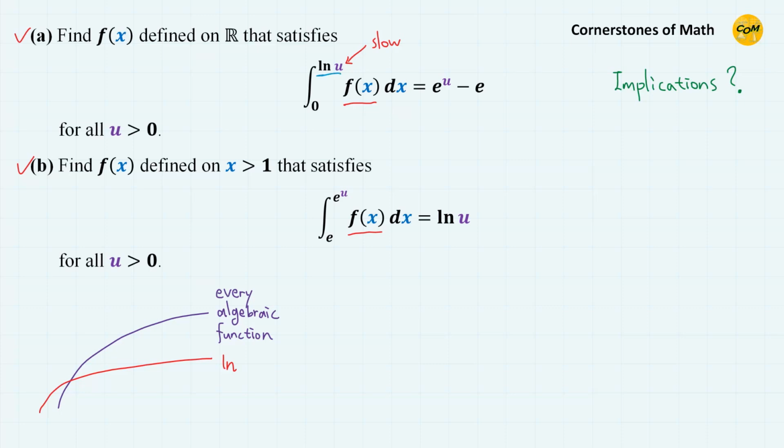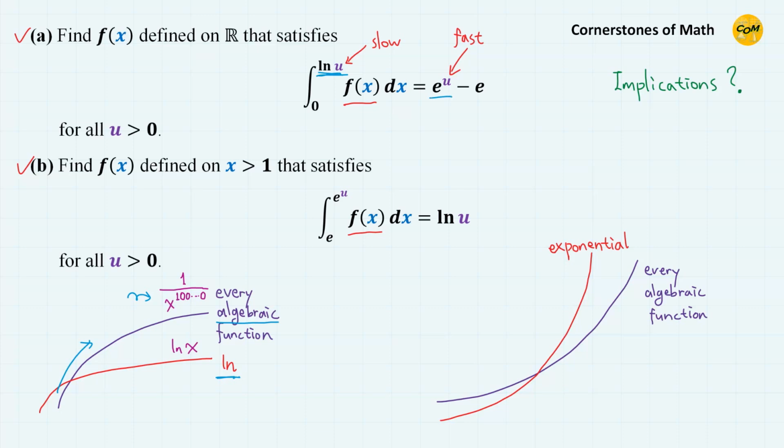Let's first start with this ln. One important property of logarithmic function is that it grows slower than every algebraic function. That is, whatever algebraic function with whatever power you have, it eventually catches up with the logarithmic function. As for the exponential function though, it increases faster than every algebraic function. Whatever fast-growing algebraic function we have, the exponential function eventually catches up.